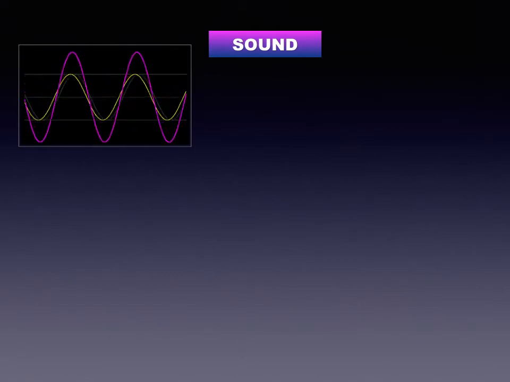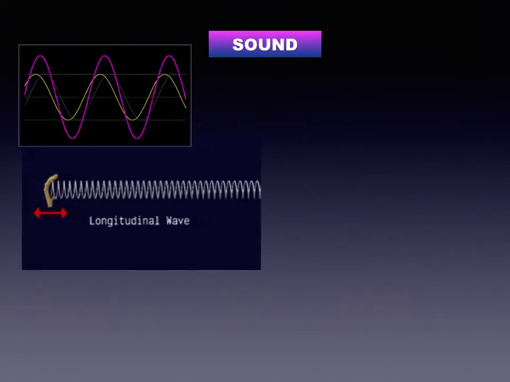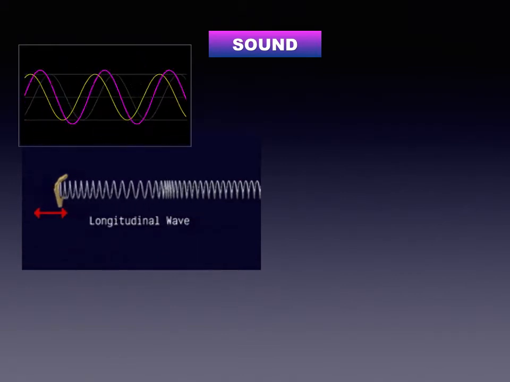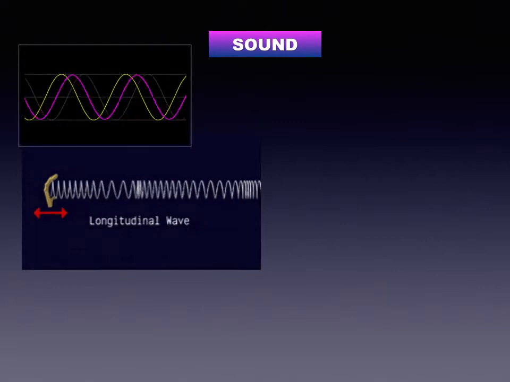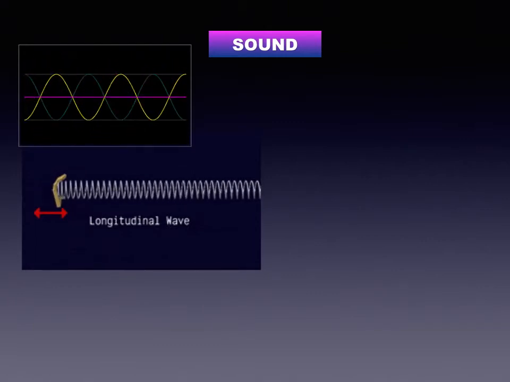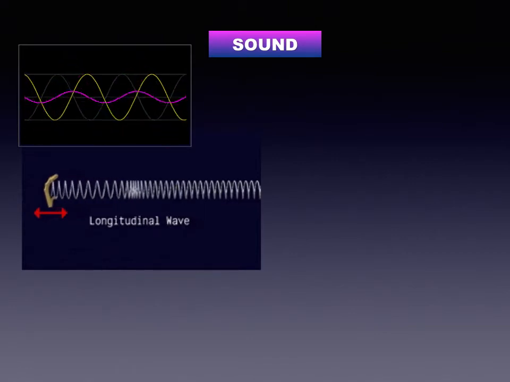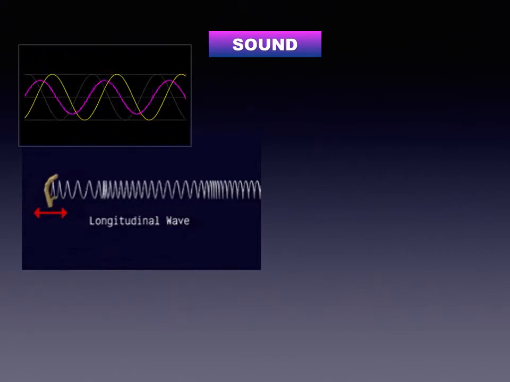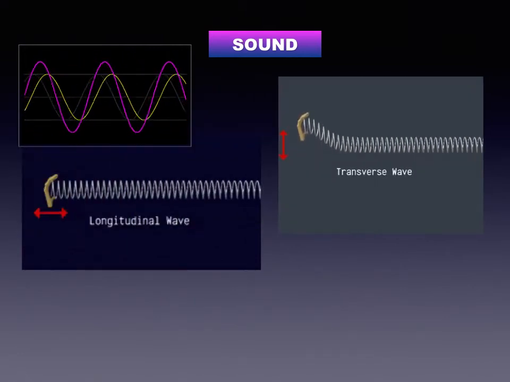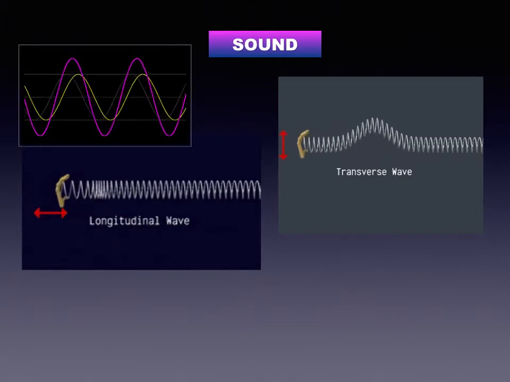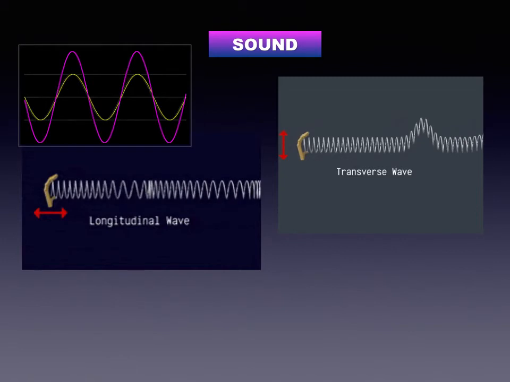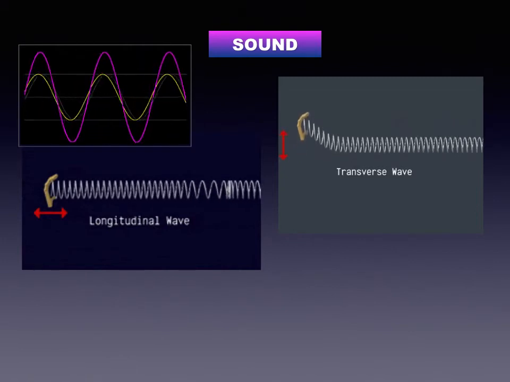The particles of the medium oscillate about the central or mean positions in a direction parallel to the propagation of the wave. Now, as you can see, such waves are called longitudinal waves. On the other hand, in the waves which are created by dropping a stone in still water, the particles of water oscillate up and down. These oscillations are perpendicular to the direction of propagation of the wave, and such waves are called transverse waves.